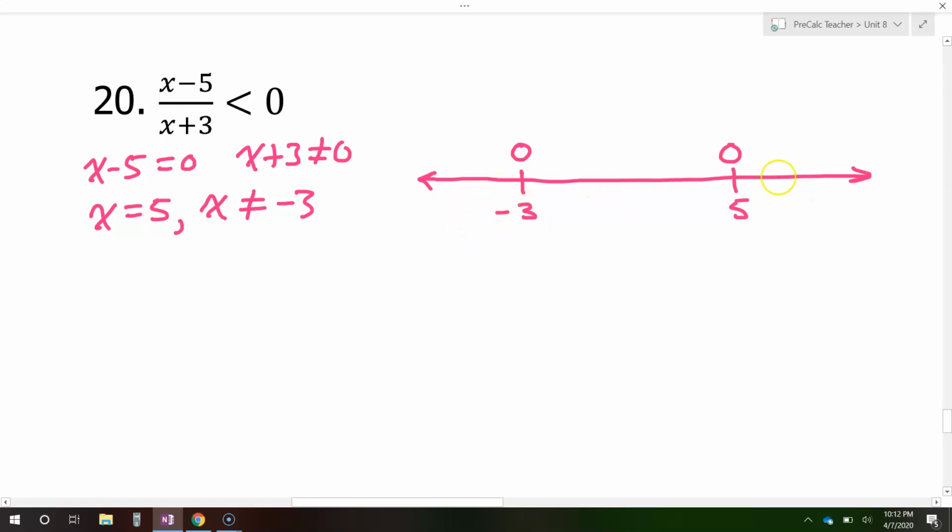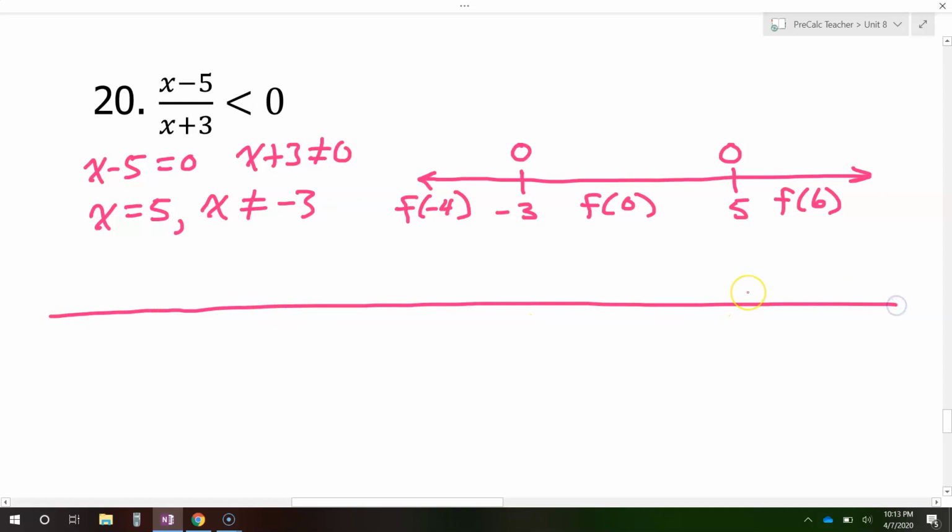Let's pick our test values. So in the first interval, a good value to pick would be negative 4. Let's check f at negative 4. In this interval, again, 0 would be good. Let's see what happens at 0. And in this interval, it would be good to pick 6 and see what's going on. So I'm going to do those calculations underneath this line right here.